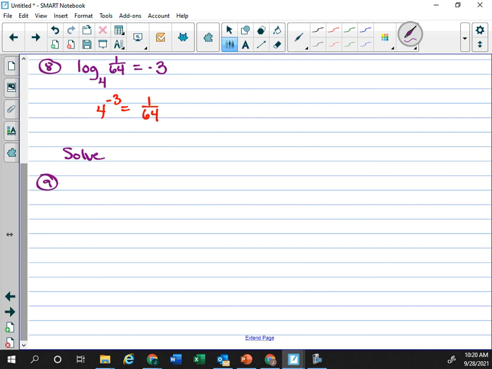All right, so let's solve. Let's say I have 2 equals log base 5 of x.